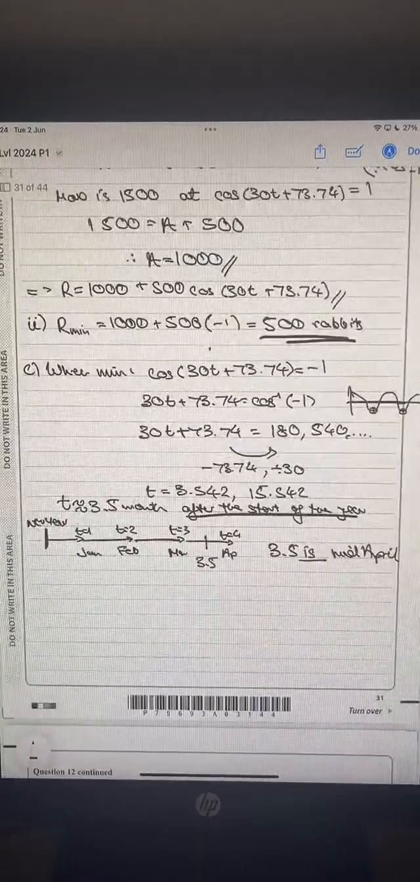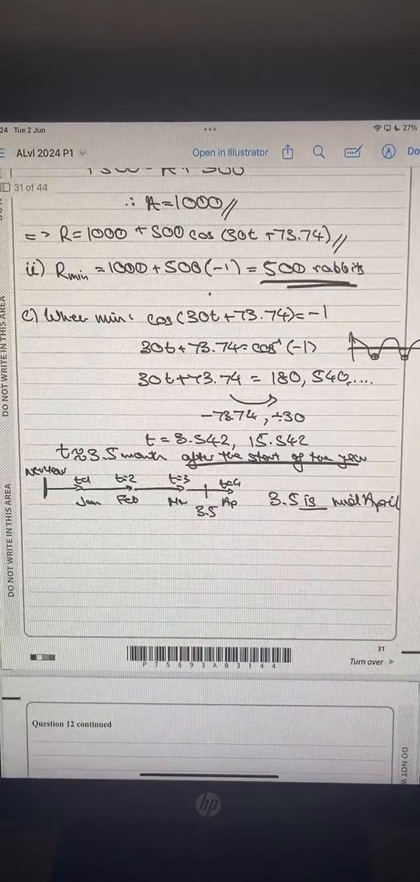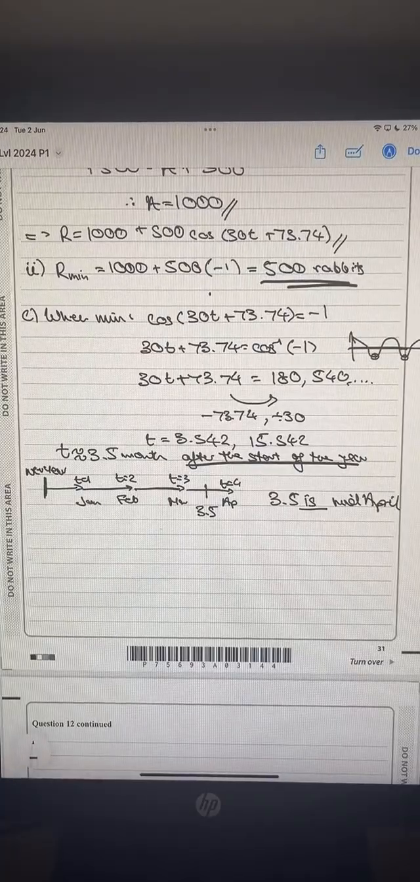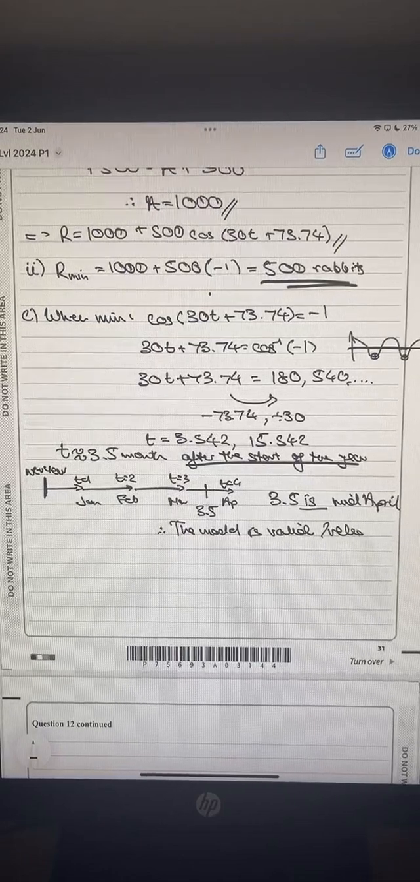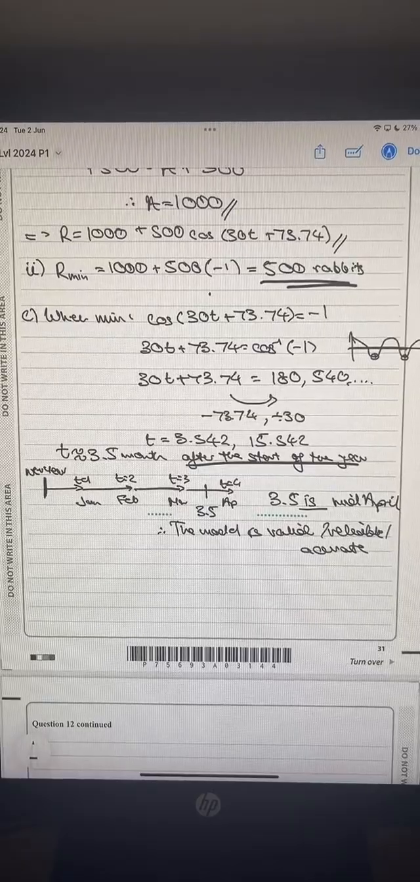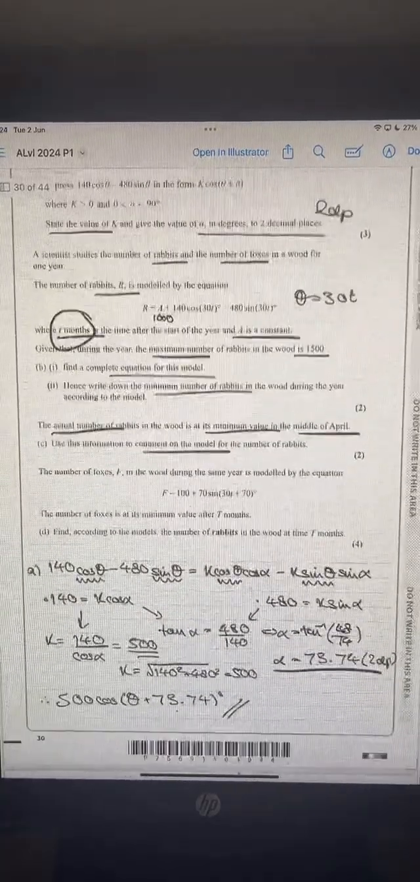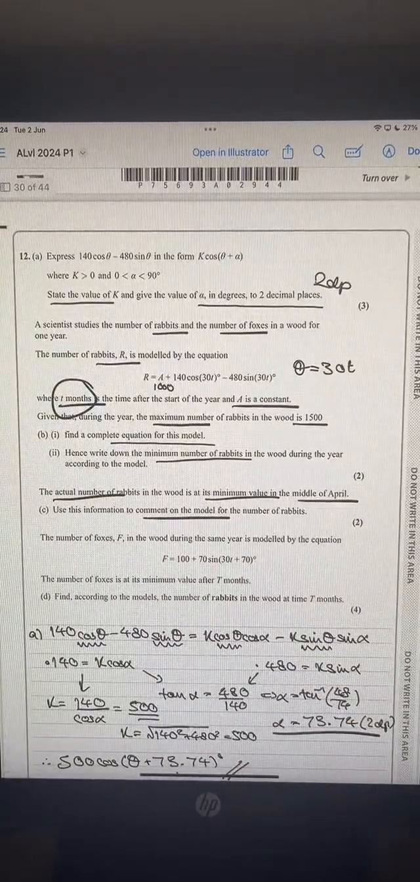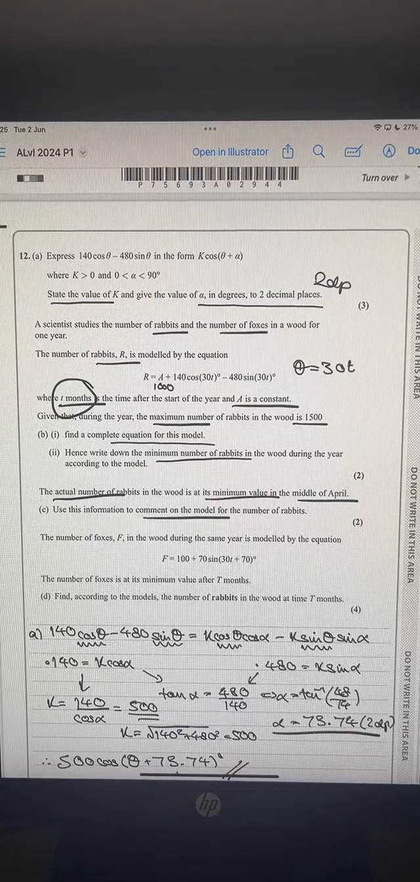So I can have my conclusion. Therefore, the model is valid or reliable or accurate because of my reason above. And that's how you do part C, which is not so bad. You just need to check and use the months of the year correctly. That's, in my opinion, the hard part of the question, knowing your months and how that works with the numbers.